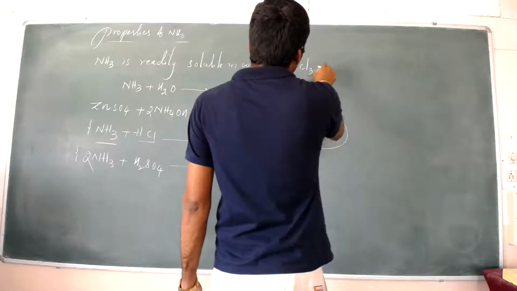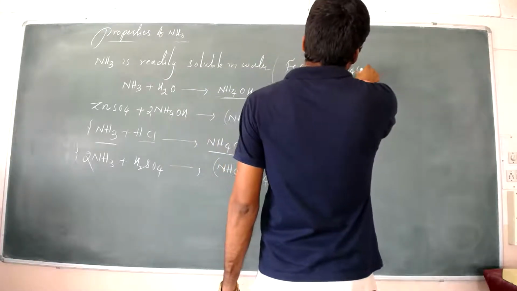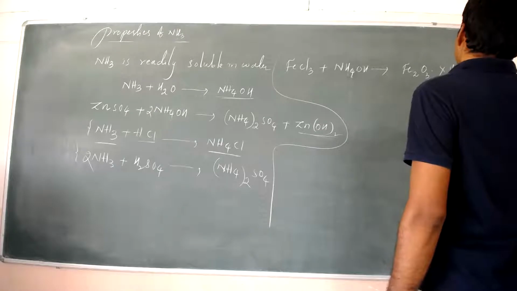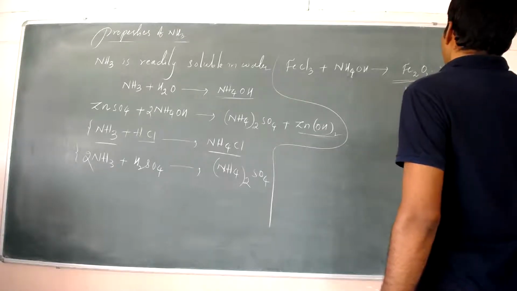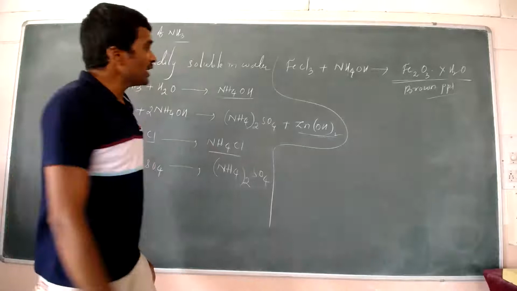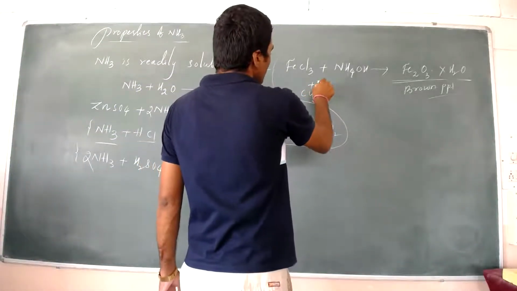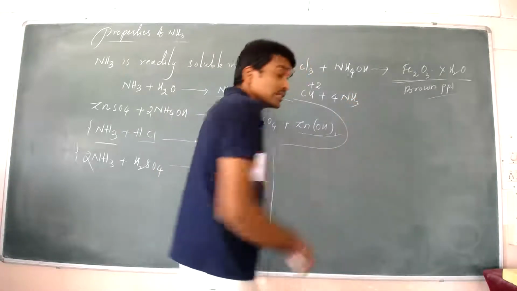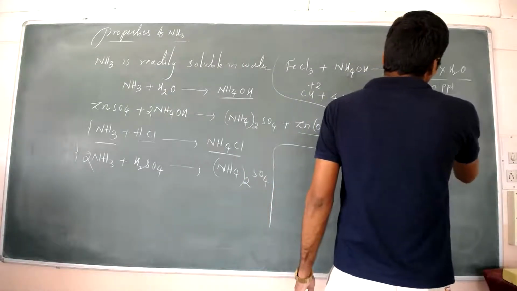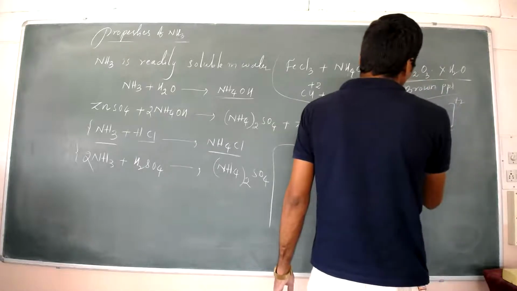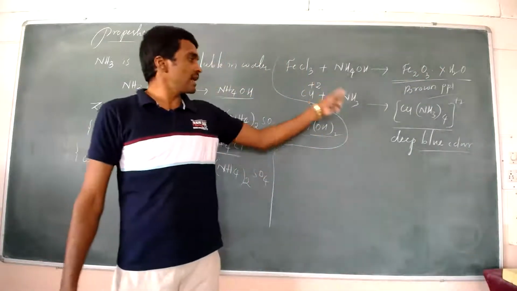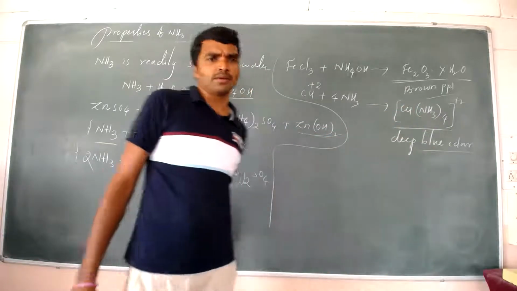Ferric chloride FeCl3 reacts with ammonium hydroxide. Okay, then Fe2O3·xH2O, a brown colored substance, is formed. Brown colored precipitate. Okay, and a very important point to remember: whenever copper ions, Cu2+, react with ammonia, a deep blue color is formed. Deep blue color, [Cu(NH3)4]2+. Copper reacting with ammonia forms a deep blue color.